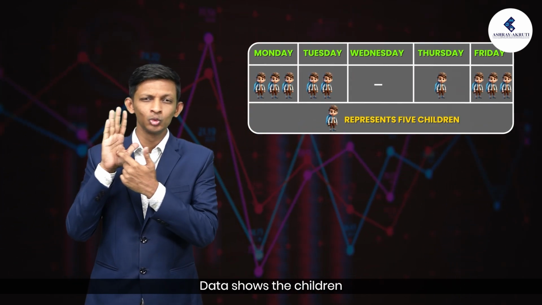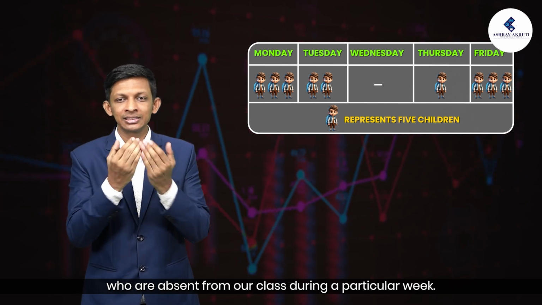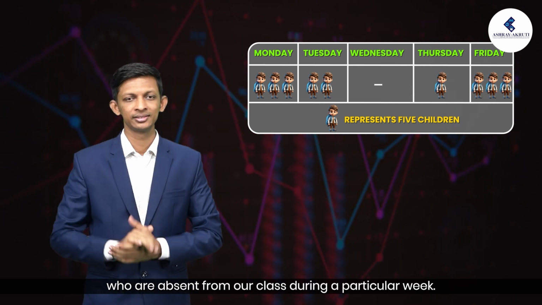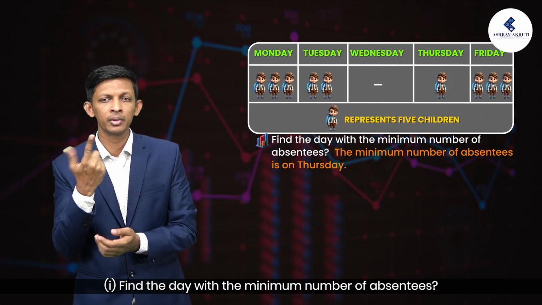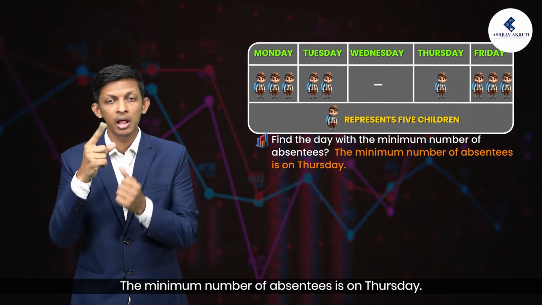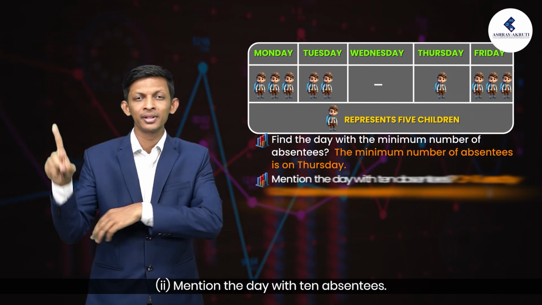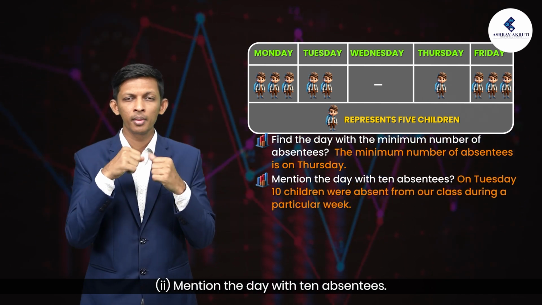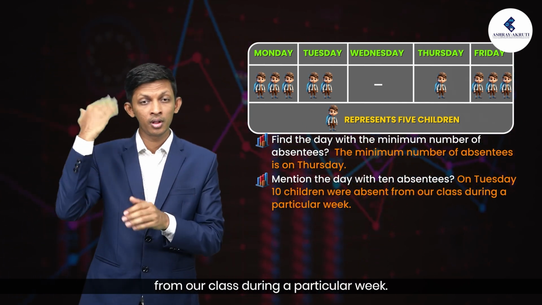Data shows the children who are absent from a class during a particular week. Find the day with the minimum number of absentees. The minimum number of absentees is on Thursday. Mention the day with 10 absentees. On Tuesday, 10 children were absent from our class during a particular week.